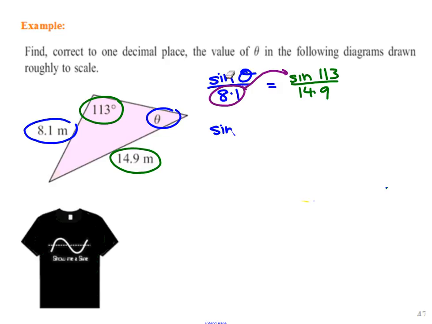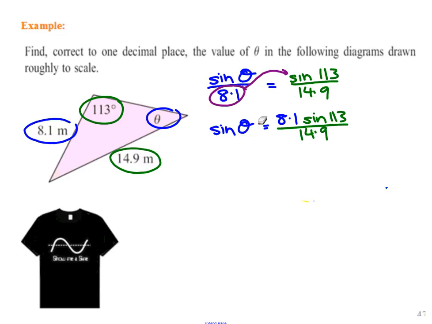To solve this, you might want to do two steps. I would suggest write out what sine theta equals first. That's my way of doing it, but you might want to go straight to the final one. You need to multiply both sides first of all by 8.1. So when writing this out, I would suggest write 8.1 sine 113 rather than sine 113 times 8.1. It just looks nicer and it's kind of easier on the calculator. 8.1 sine 113 over 14.9 still.